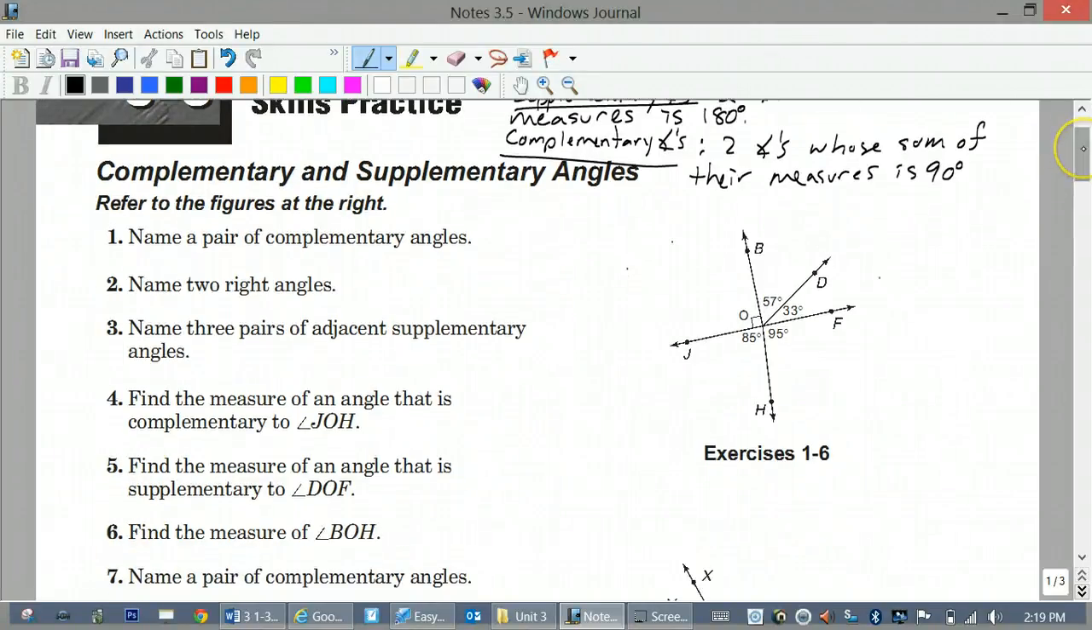I'm going to do the first 6. Then you and your row partner are going to do 7 through 13 together. You're going to come to an agreement as to what those answers are. And then we're going to move on from there. Okay? So right now, we're going to do 1 through 6 together.